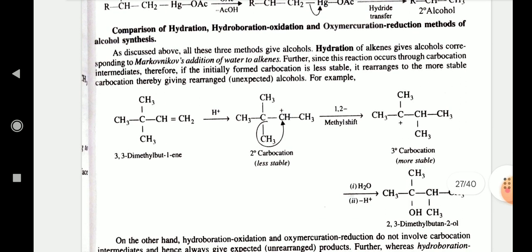Next is comparison of hydration, hydroboration oxidation and oxymercuration reduction methods of alcohol synthesis. As discussed above, all these three methods give alcohols. Hydration of alkenes gives alcohols corresponding to Markovnikov's addition of water to alkenes. Further, since this reaction occurs through carbocation intermediates, if the initially formed carbocation is less stable, it rearranges to a more stable carbocation, thereby giving rearranged unexpected alcohols.